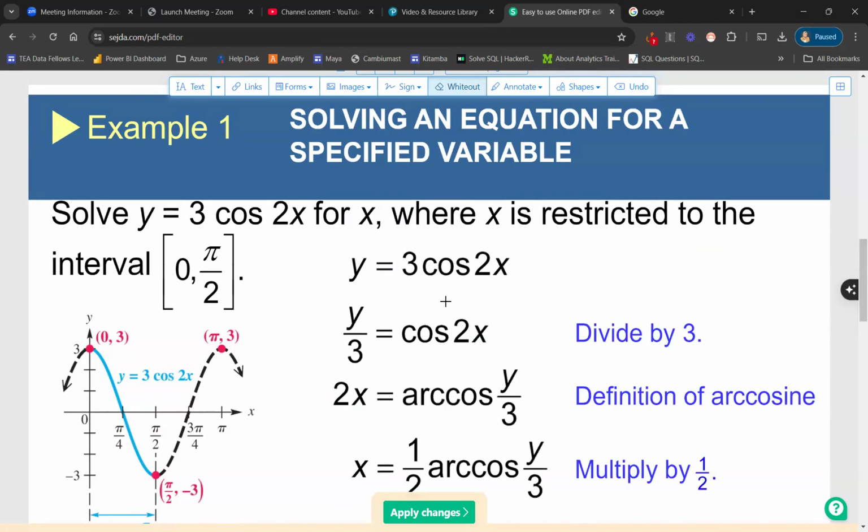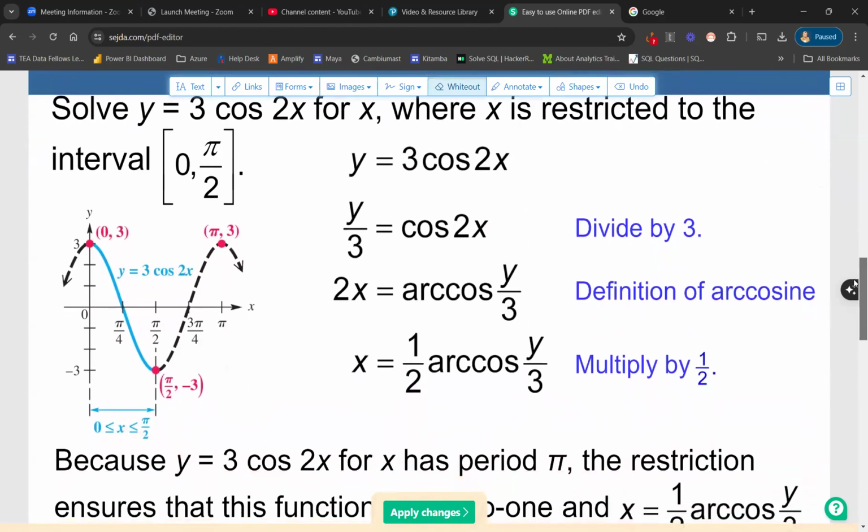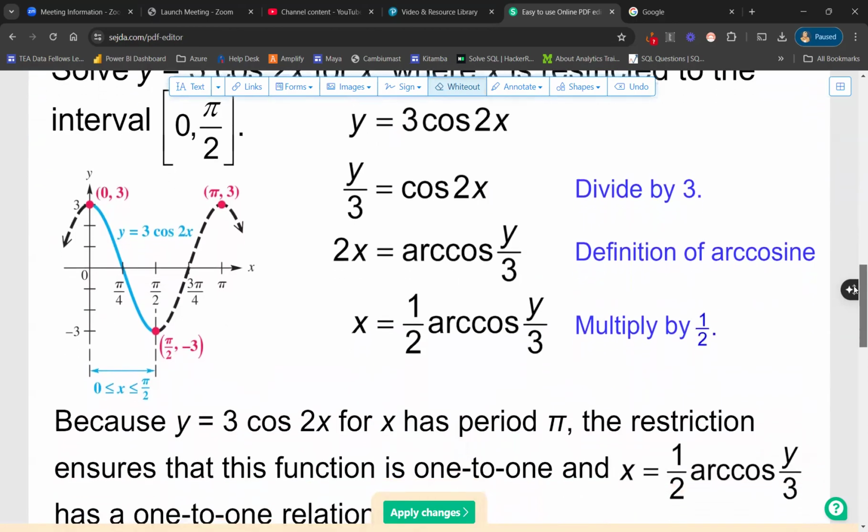When we look at the solution, if this is what is given, and you divide each side by 3, you get y over 3 is equal to cosine of 2x. So that means the 2x can be calculated using arc cosine of y over 3. And then when you divide each side by 2, you get x to be equal to 1/2 arc cosine of y over 3. And this is all you can get for x when you want to solve it for a variable. Okay, so this is all you need to do for these questions when you need to solve.